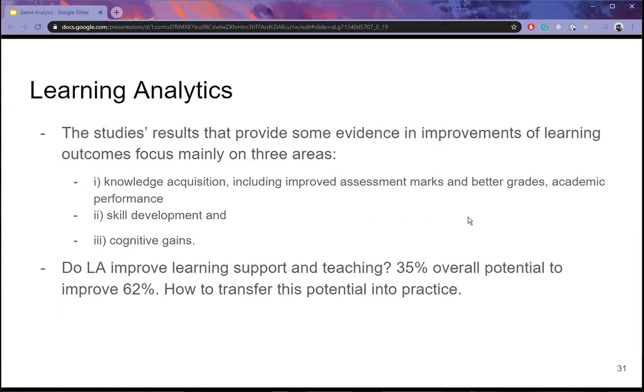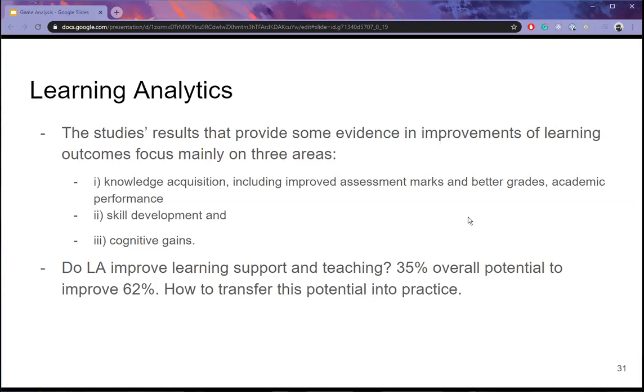So learning analytics. The study results that provide some evidence of improving learning outcomes focus mainly on three areas. There's the knowledge acquisition, including improved assessment marks and better grades, academic performance. There's the skill development, in which advances in students' time management skills, preparation skills, reflection, and collaborative problem solving skills were exhibited. And there is the cognitive gains, which is thinking and reasoning.